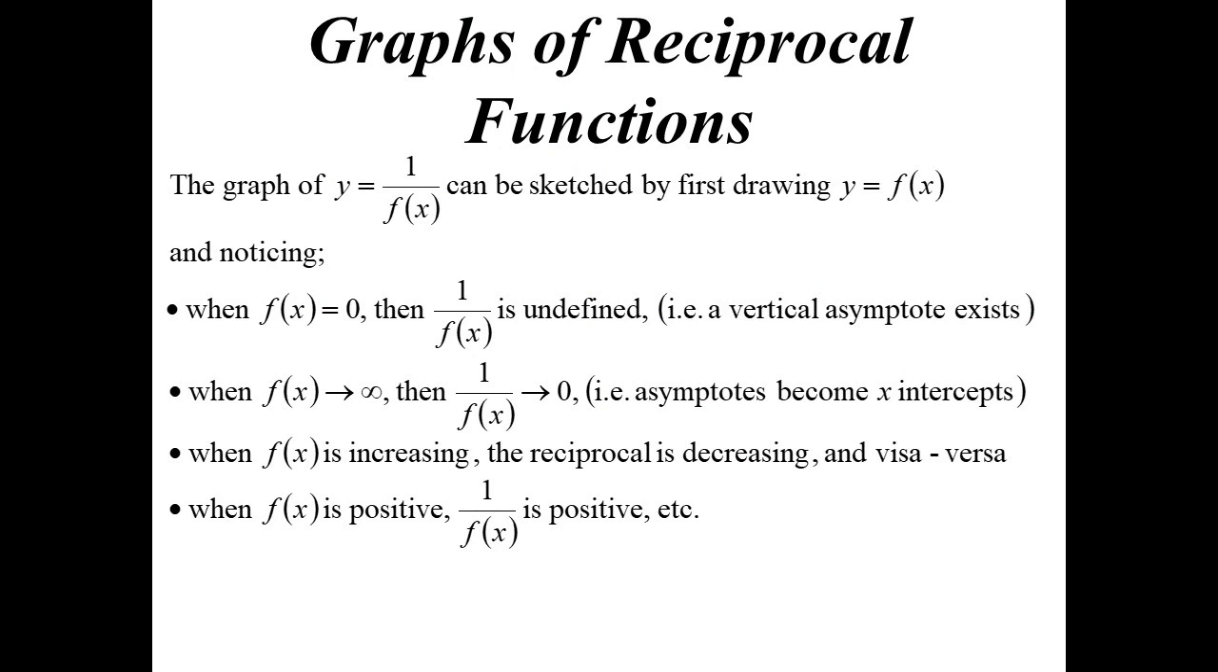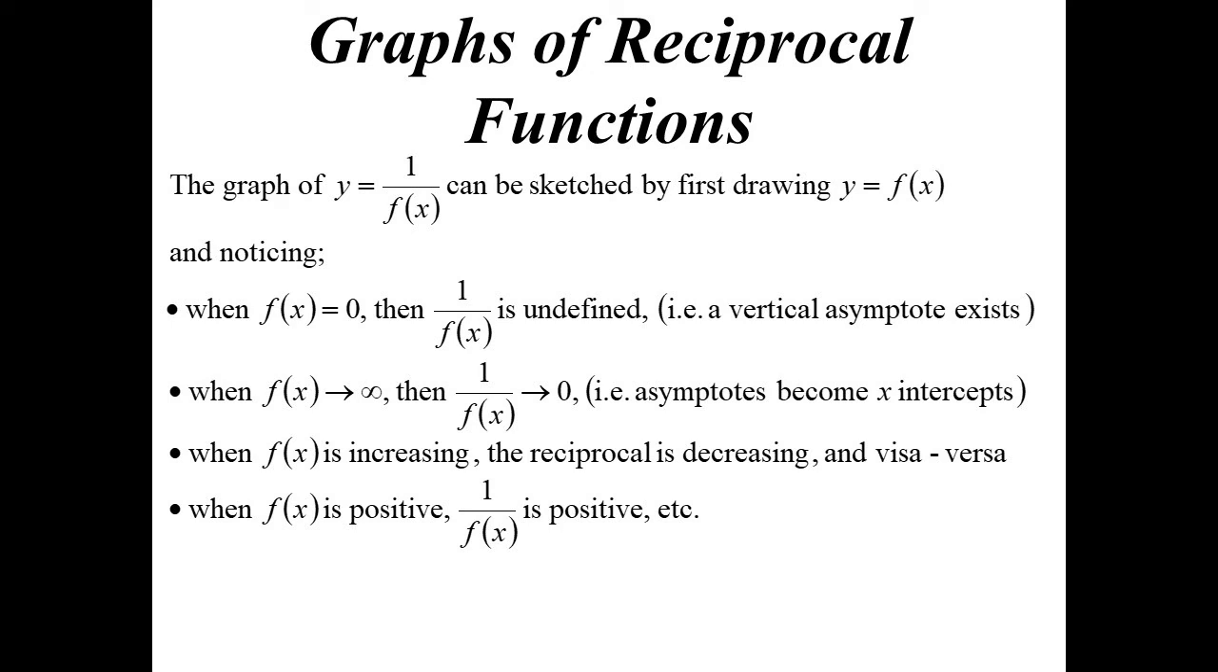Now, here's an interesting thing. When the original graph is increasing, then when we turn it upside down, the new graph should be decreasing, and vice versa, the other way around. So we can look at the original graph, see where it's increasing, turn upside down, and we know the new graph will be decreasing. The sign's not going to change. Turn a positive number upside down, it's still going to be positive. Turn a negative number upside down, it's still going to be negative. So nothing will change there.